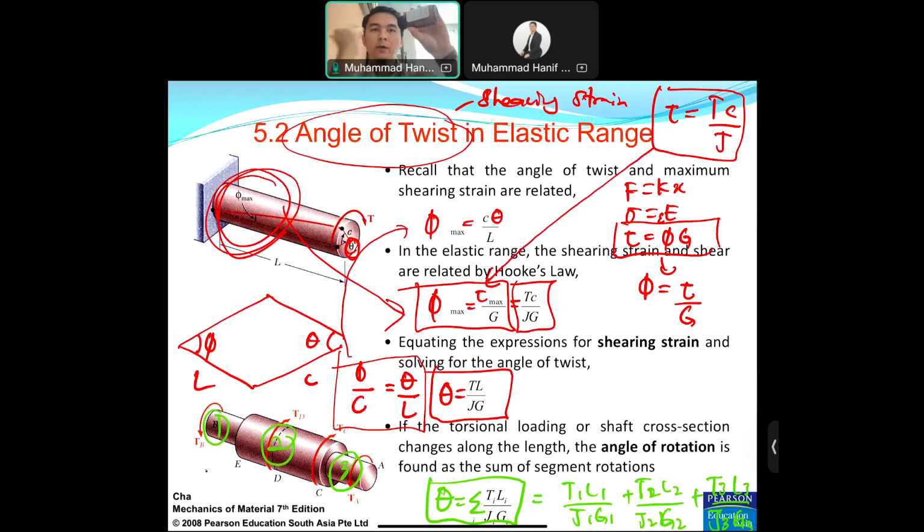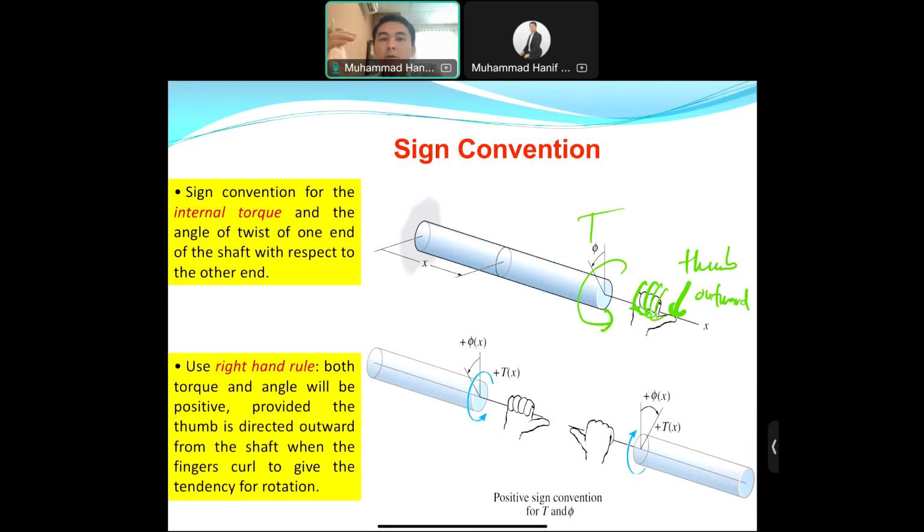Okay, let's say this is the rod. So your thumb should be pointing upward, and your other four fingers indicate the torsional rotation direction, as shown in this figure. So the thumb here should be upward, and these four fingers indicate the direction of the torsion. If you follow this one, it will be assumed positive for all.